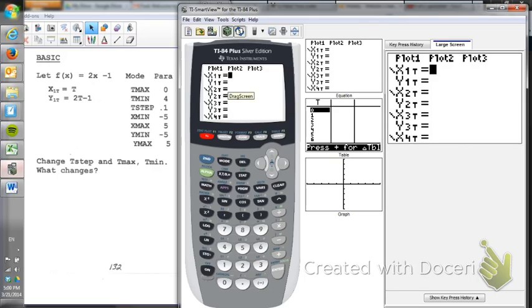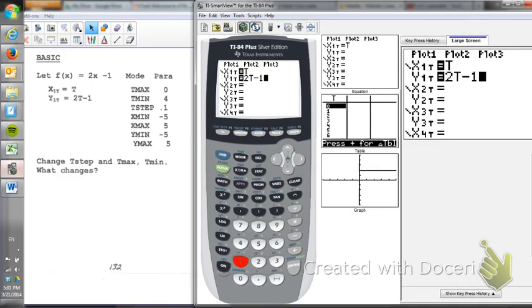So I'm going to type in this equation I have over here on the left, where it says x1t equals t. And again, I get t by pushing x, just like I did before. Now, because of the mode I'm in, it's going to give me a t instead of an x or a theta. And then that y1 is going to be 2t minus 1.